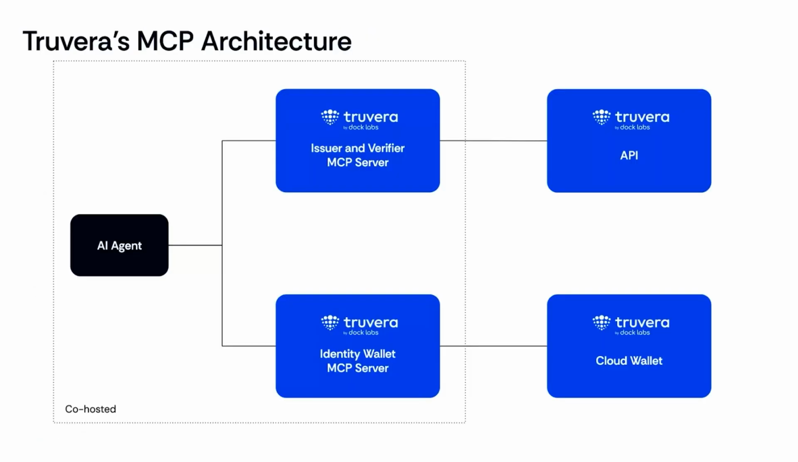Today I'm going to talk to you about our issuer and verifier MCP server, but we're actually building two. This issuer and verifier one is just wrapping our existing Truvera REST APIs, which are already out there in use in production, and making it easier to access from an agent or an LLM. In the future, we're working on adding a wallet functionality to it.